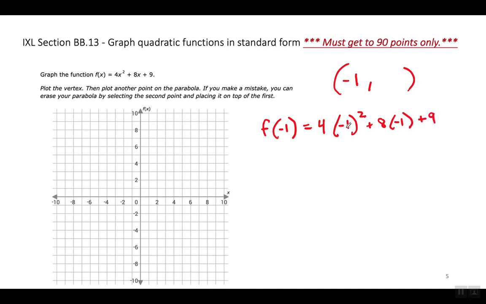When I do this, negative 1 to the second power is positive 1, and 1 times 4 is 4. Negative 1 times 8 is negative 8. Now I add and subtract from left to right. 4 minus 8 is negative 4. Negative 4 plus 9 is positive 5. So when x equals negative 1, y equals positive 5. That's my vertex, which is right there. Now a is positive.